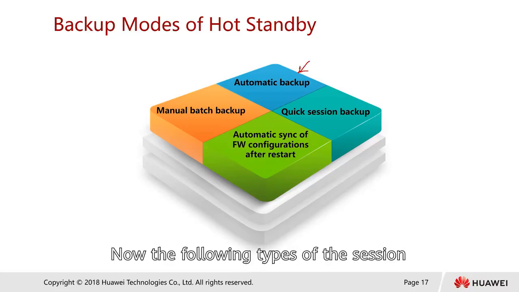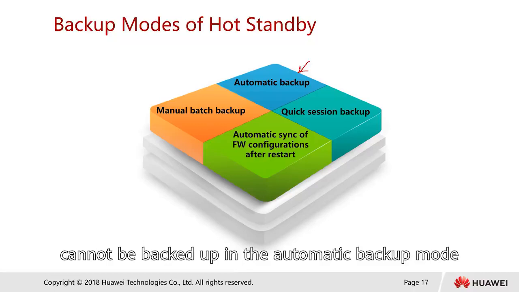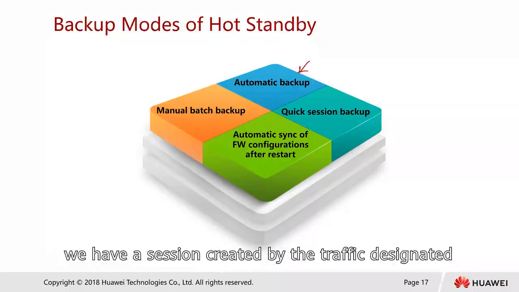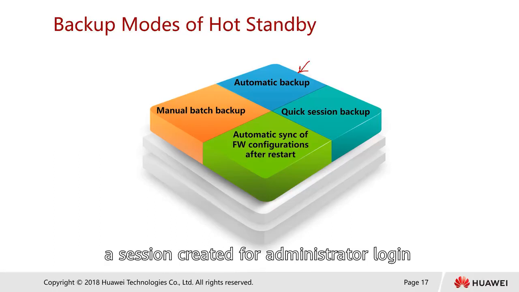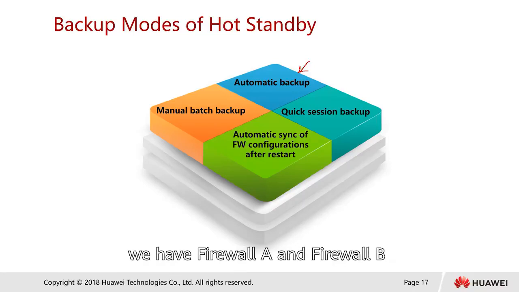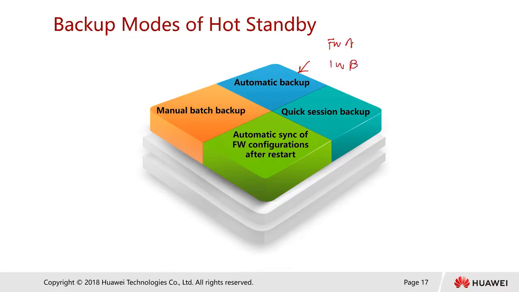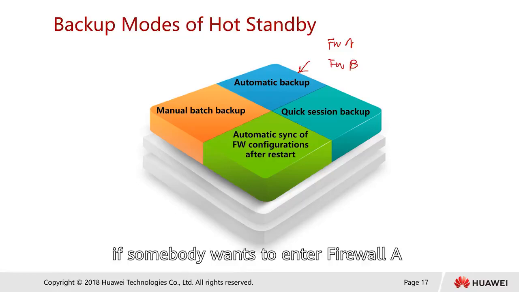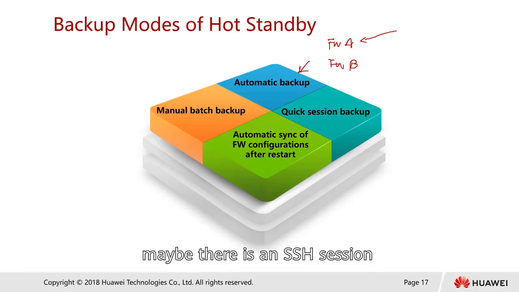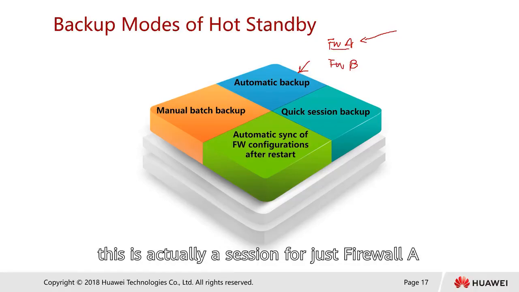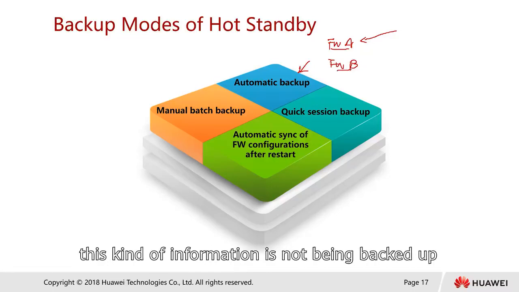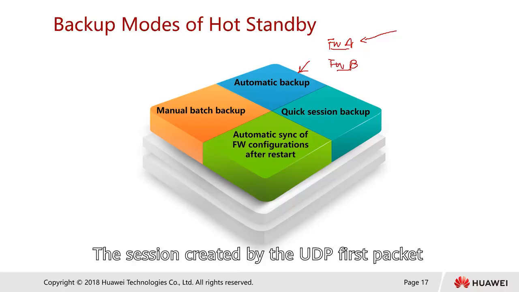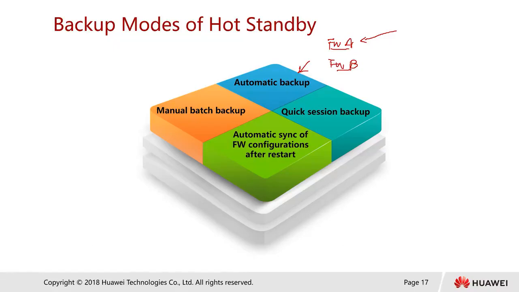Now, the following types of sessions cannot be backed up in automatic backup mode. So for example, we have sessions created by traffic designated for the firewall, for example, a session created for administrator login. So for example, we have firewall A and firewall B. If somebody were to enter into firewall A, maybe there's an SSH session or maybe a web session. This is actually a session for just firewall A. It has nothing to do with firewall B. Now this kind of information is not backed up, okay? And a session created by the UDP first packet, okay? Also not backed up.